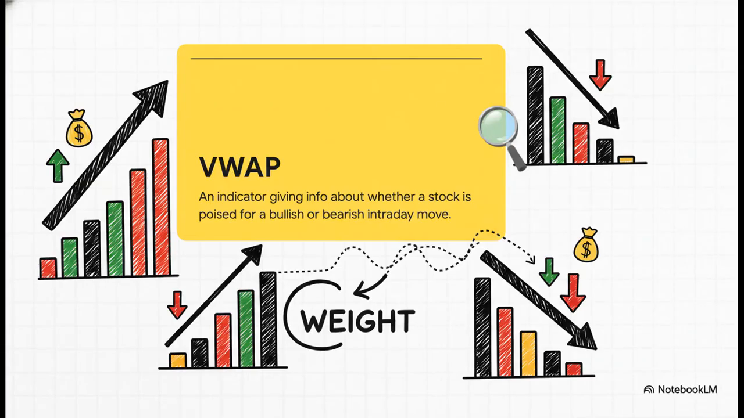So what is VWAP anyway? It stands for Volume Weighted Average Price. And the most important word in there is volume. See, unlike a simple average price, VWAP actually cares about how many shares are being traded at each price. This tells you where the real money is flowing. It gives you this powerful clue about whether a stock is setting up for a bullish move, heading up, or a bearish one, heading down.